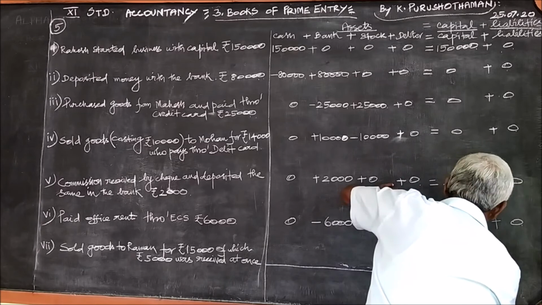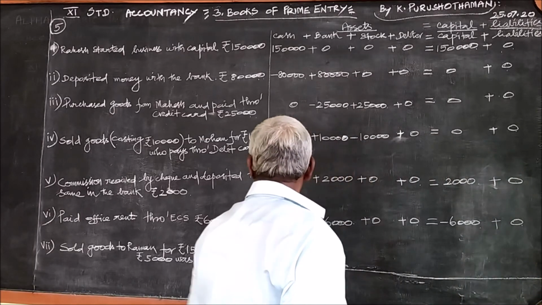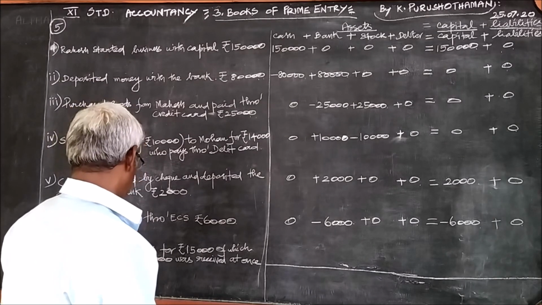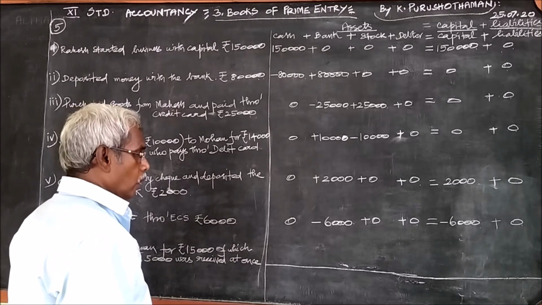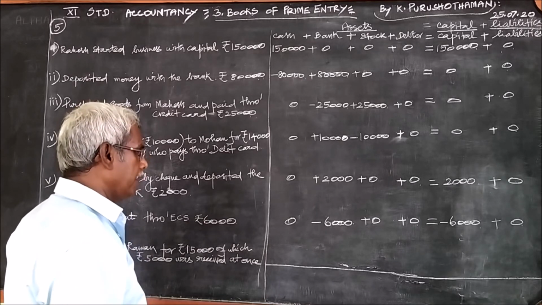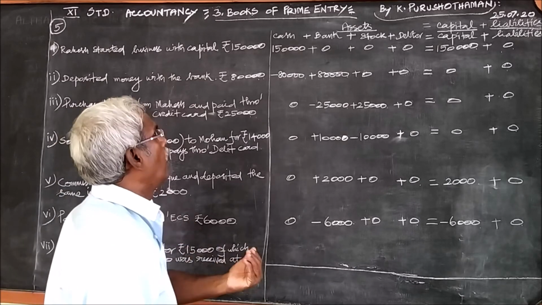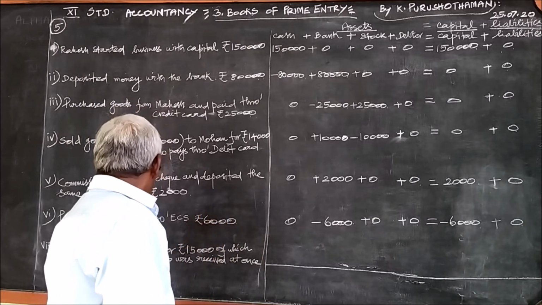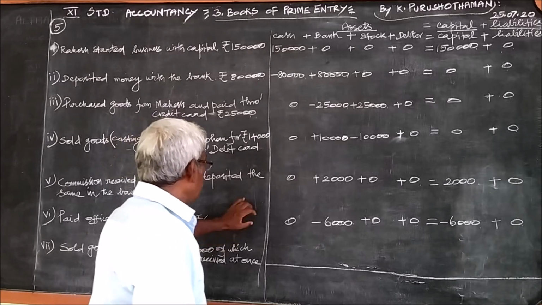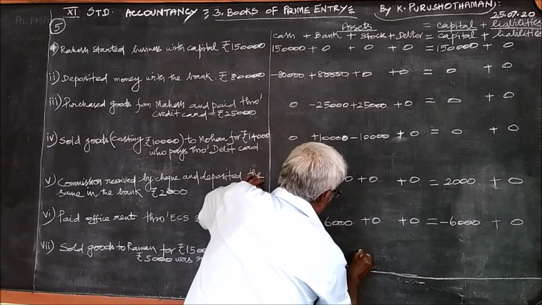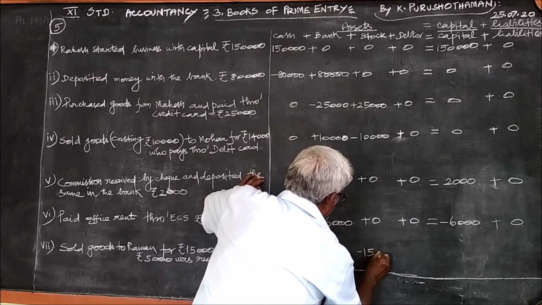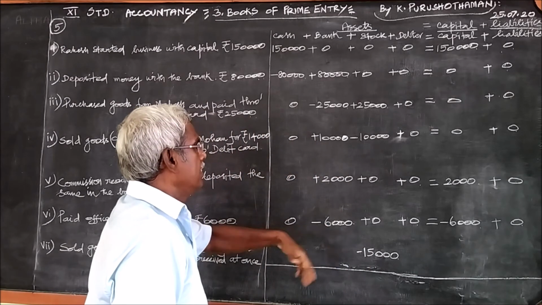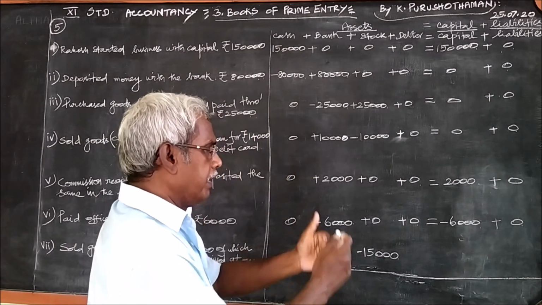And the last item, sold goods to Raman for rupees 15,000. Listen carefully. Once some value of goods is sold away to someone, that goods will go out. It will reduce the stock of the goods. 15,000 valued goods are sold away. Therefore, it will move out of the business, so the stock will be reduced by 15,000.